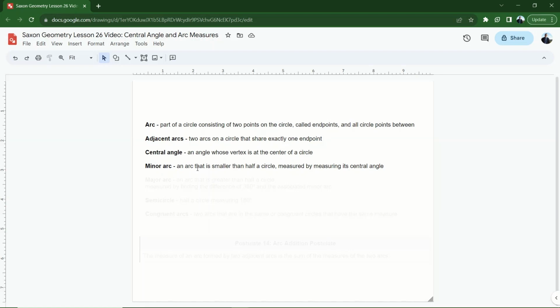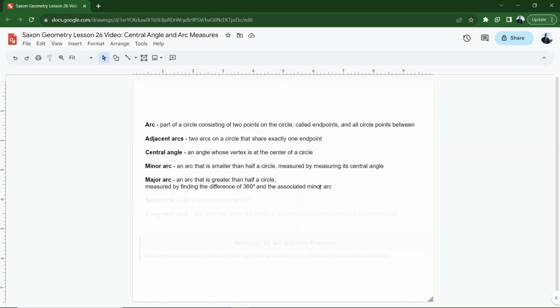So a minor arc is an arc that's smaller than half a circle, measured by measuring its central angle. That's the angle that has the center of the circle at its vertex, and the rays pass through the endpoints at the end of the arc. A major arc is greater than half a circle, and because protractors don't extend beyond 180 degrees, you can't measure a major arc directly on a protractor. What you have to do is measure the associated minor arc that completes the circle.